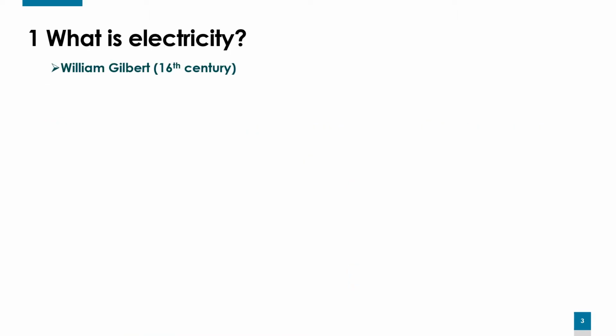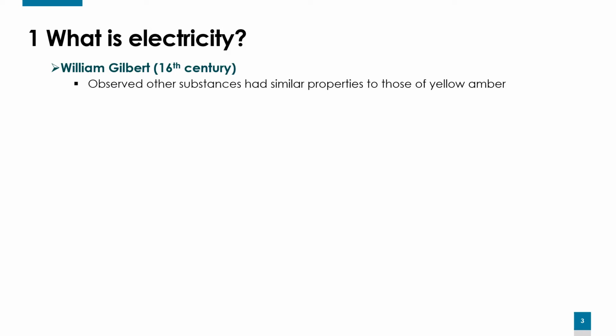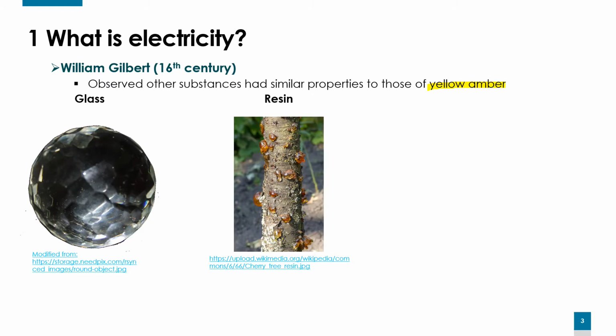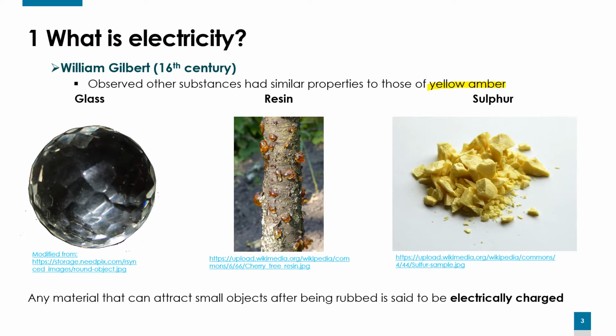Also, another scientist called William Gilbert in the 16th century observed that other substances have similar properties to the yellow amber. So he observed not just the yellow amber, but other substances have the same property. For example, glass, resin, or sulfur. All of them can attract small objects when they are rubbed. So they are called electrically charged. So if you do the same experiment using glass or resin or sulfur, you get the same effect, okay? So the other objects get attracted when they are rubbed.